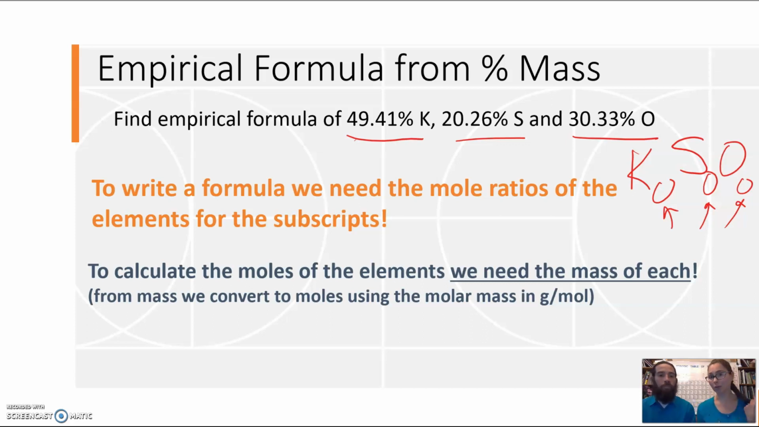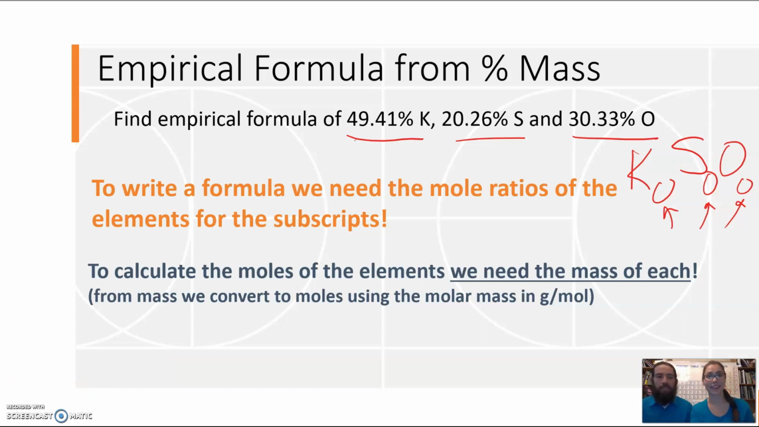So if we need moles, we know that we can get moles from grams. That's the trick: turning these percents into grams. From grams, we can convert to moles. Then we'll have our ratio. So how are we going to find the mass, though? All they gave us was a percent, and I don't even know how much is there.